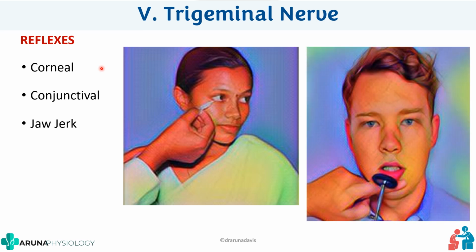And finally, we have to test for the jaw jerk. To test the jaw jerk, you ask the subject to slightly open the mouth, and then we strike on the space between the lower lip and the chin, by keeping your finger there and striking with a hammer, or directly percussing on that area. So that is how we test for the jaw jerk. I've explained corneal, conjunctival and jaw jerk separately in the examination of reflexes video, so if you have any doubts, you can go check that. That will complete the trigeminal nerve examination: the sensory part, the motor part and the reflexes.